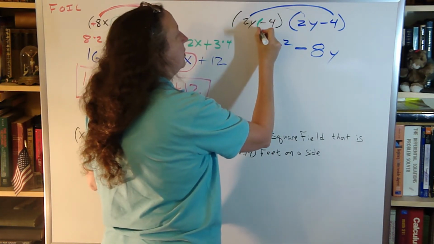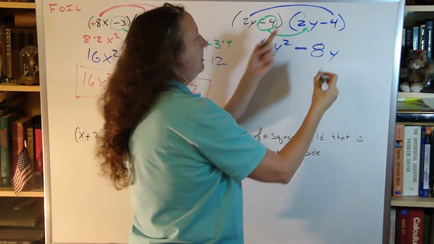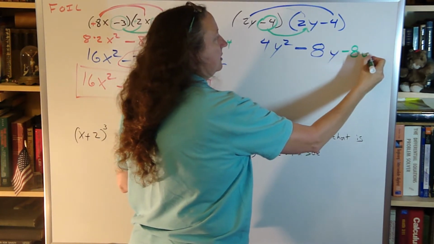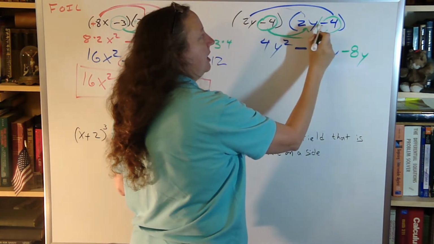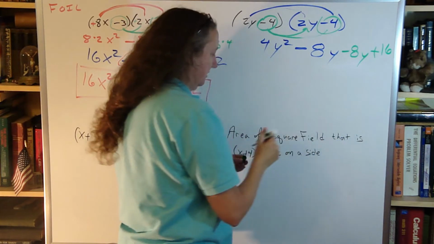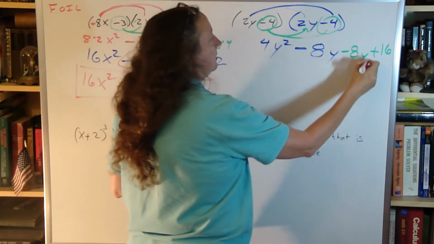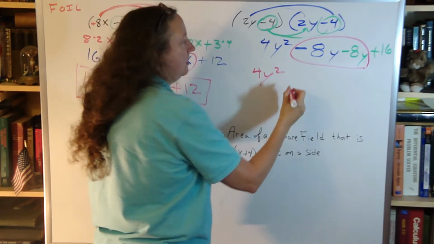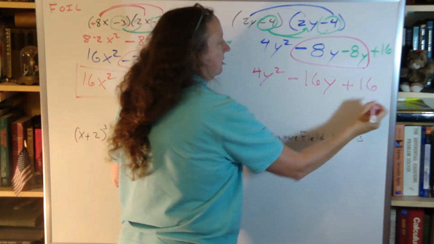My second term here, multiply it in there. Minus times plus is minus. 4 times 2 is 8. Carry the y down. Minus 4 times minus 4. Minus times minus is plus. 4 times 4, 16. Combine my like terms. I have 4y squared minus 16y plus 16.